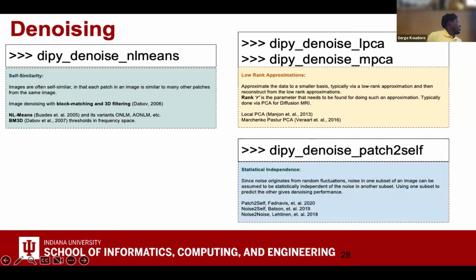The next category is patch2self, so statistical independence. Here, the main principle is that if you look at different volumes, so different gradients of your dMRI, between volumes the noise is statistically very independent, meaning that the noise will be different in the next volume and different in the next volume, but the signal in theory should still be the same.